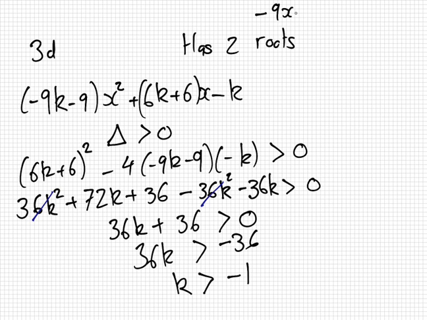Why don't you check it out? If k was 0, what quadratic did we say we would have? Minus 9x squared plus 6x minus 0. So check, how many roots has that got? Well, what's b squared? 36. And what's 4ac? 0. 36 minus 0? 36, which is positive, which is 2 roots. Okay, so if it's to have 2 roots, k must be more than minus 1.